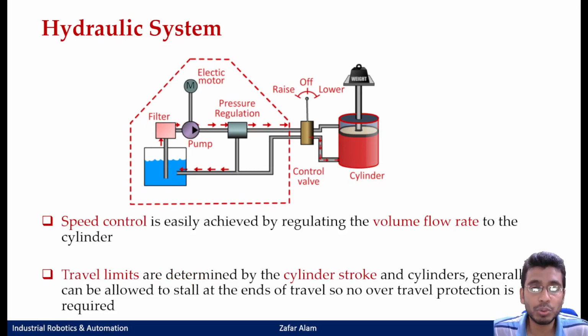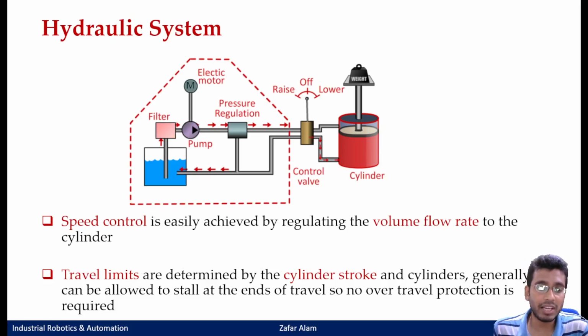Second, how would you do speed control here? Speed control would be done by regulating the volume flow rate. If you want a higher speed at which you lift this load, then the volume flow rate supplied to the cylinder would have to be increased, and if you have to slow it down, then you will decrease the volume flow rate to the cylinder.